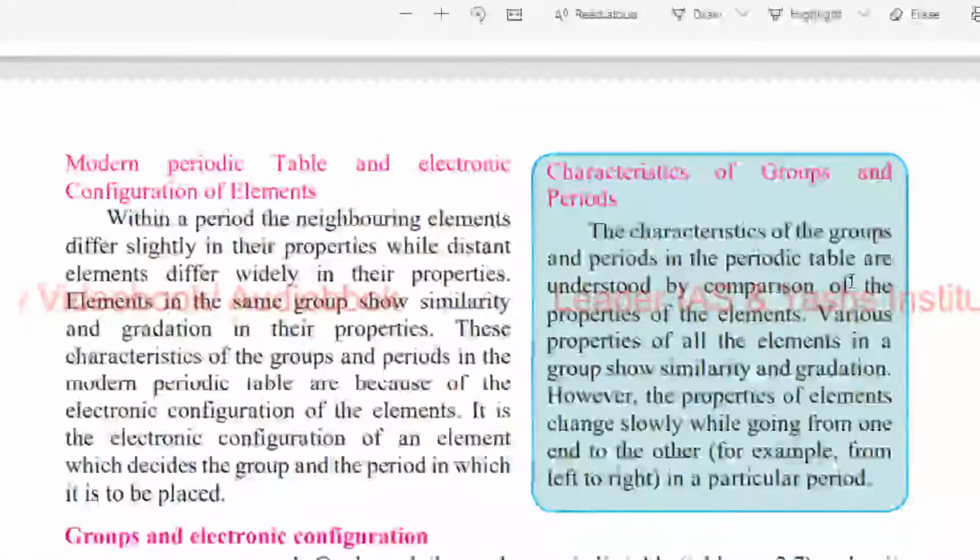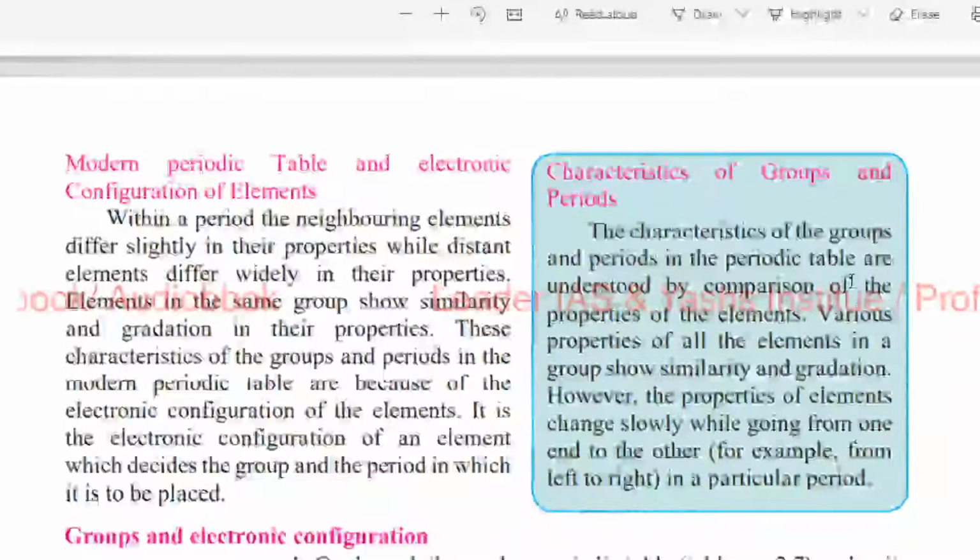Next topic is the modern periodic table and electronic configuration of elements. Within a period, the neighboring elements differ slightly in their properties, while distant elements differ widely in their properties. Elements in the same group show similarity and a gradation in their properties. These characteristics of groups and periods in the modern periodic table are because of the electronic configuration of the elements. It is the electronic configuration of an element which decides the group and the period in which it is to be placed.